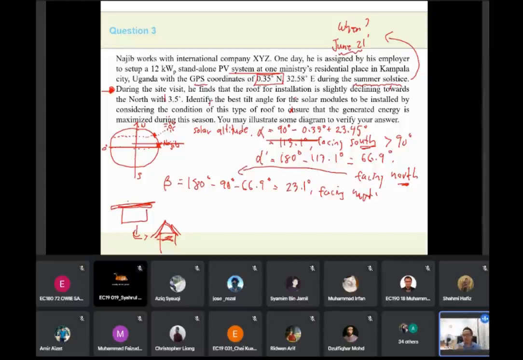The question: identify the best angle for the solar modules to be installed by considering the condition of this type of roof, to ensure that the generated energy is maximized during the season. This means we need to identify the best angle of the solar module to be installed on that roof. So what should we do here?